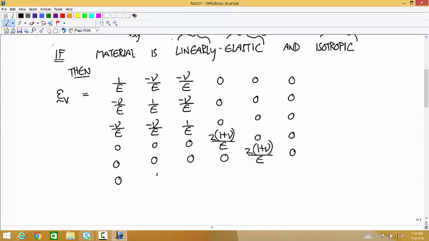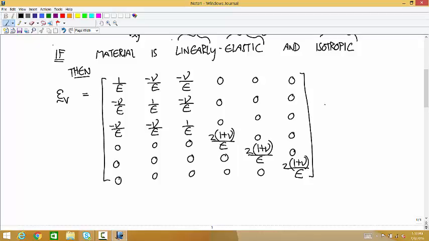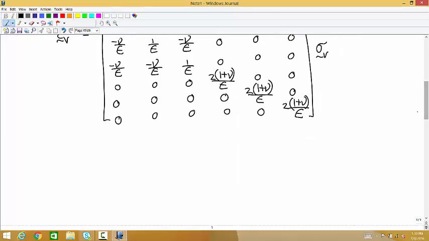And then the sixth row, same thing, but this is just in the sixth column. And all of this is multiplied by the Voigt stress. This matrix is called the compliance matrix.